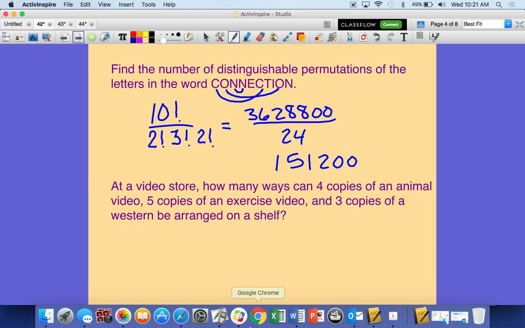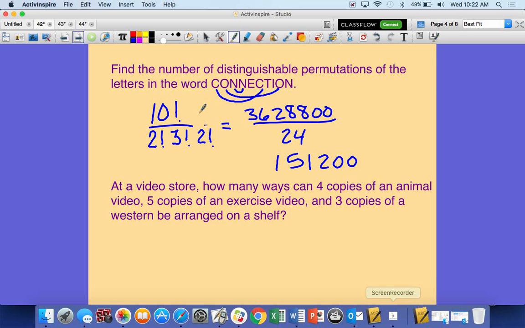Alright, for our next one, at a video store, how many ways can 4 copies of an animal video, 5 of an exercise video and 3 of a Western be arranged on the shelves? Well, we're going to do the same thing as what we did up here. We want to have different ways that they can be lined up. Well, if I switch any of these 4 animal videos, that's not going to matter. It's still going to look the exact same way.